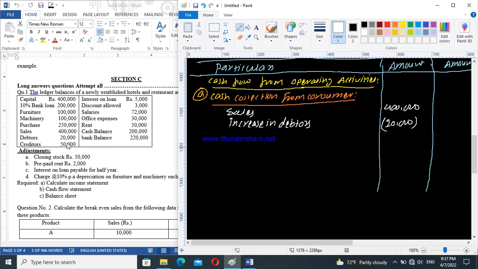And next one we have discount allowed. Discount allowed is an expense. Expenses are always cash outflow. Therefore, we need to settle it as a negative value. Discount allowed we have 3,000, and write down over here the total amount 3,77,000.